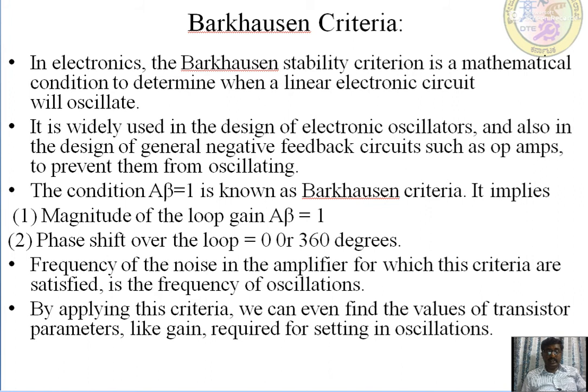The condition, that is A into beta is equal to 1, is known as the Barkhausen criteria. It implies the magnitude of the loop gain, that is A into beta, is equal to 1, and the phase shift for the loop will be 0 degrees or 360 degrees. The main thing you should remember in the Barkhausen criteria is that always A into beta is equal to 1, and there will be a phase shift of 0 or 360 degrees. And the frequency of the noise in the amplifier for which the criteria is satisfied is the frequency of oscillations. By applying this criteria, we can even find the values of transistor parameters like the gain required for sustaining oscillations.